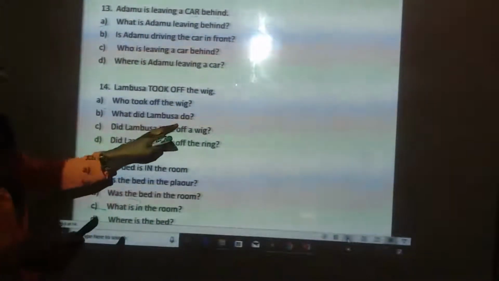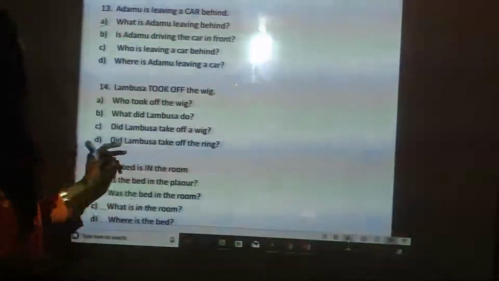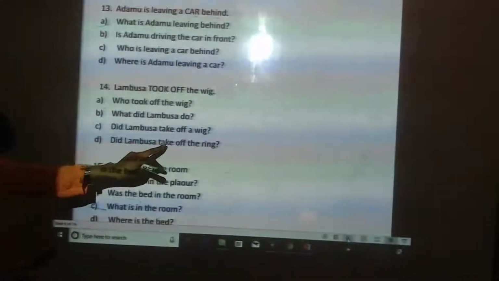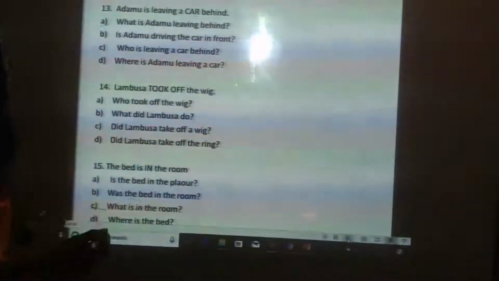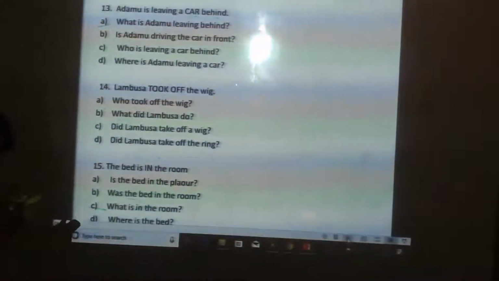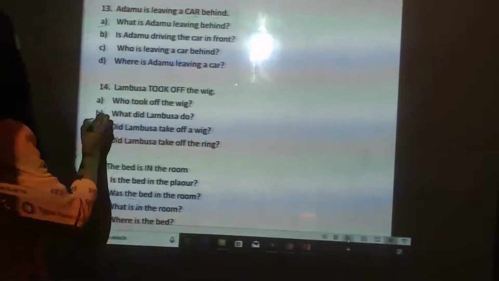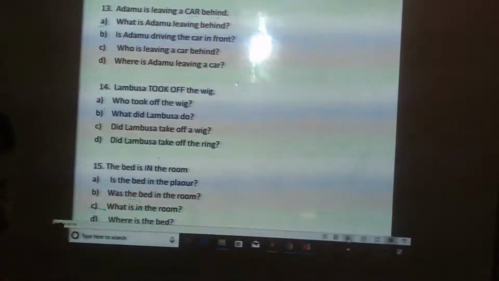B, what did Lambusa do? C, did Lambusa take off a wig? D, did Lambusa take off the ring? The emphasis is on took off. Therefore, the answer will be, what did Lambusa do? Option B.